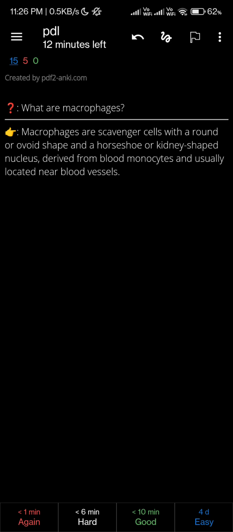What are macrophages? Defense cells, scavenger cells, with a round or oval shape and nucleus. They are derived from monocytes and are usually found associated with blood vessels.